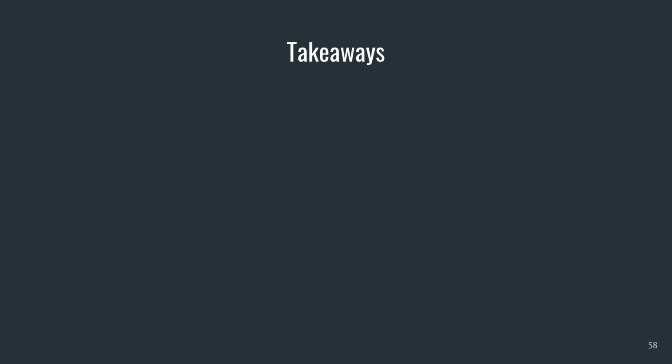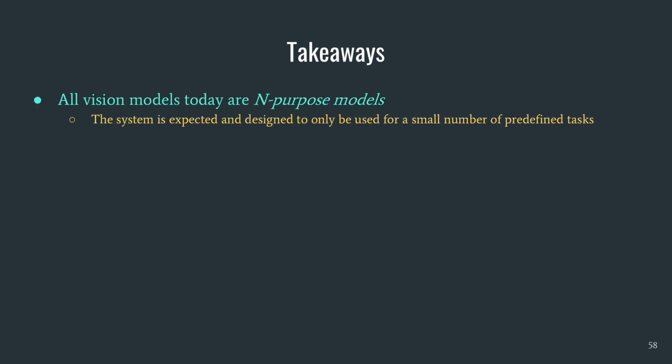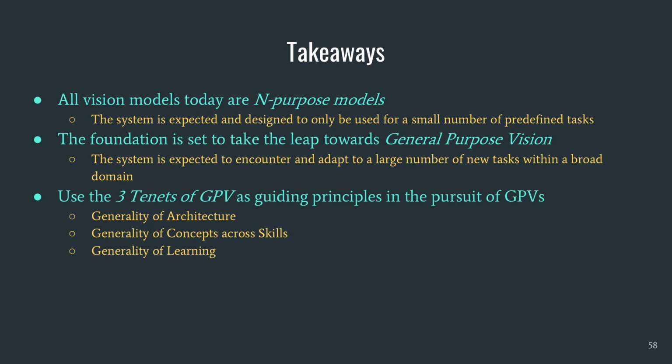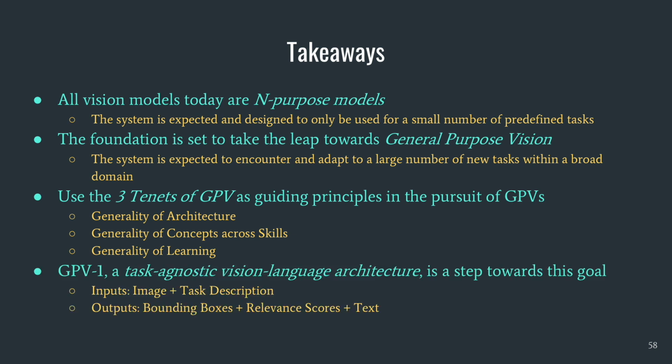Here are some quick takeaways. Vision models today are end-purpose models. We believe that recent advances in vision and NLP research provide a strong foundation to start tackling the problem of general-purpose vision. We laid out the three tenets of GPV to serve as guiding principles in the pursuit of GPVs. And we built and analyzed GPV-1, a task-agnostic vision language architecture, as a step towards general-purpose vision systems.